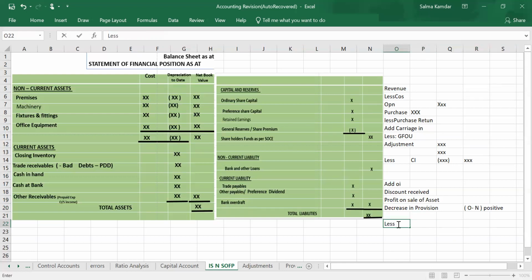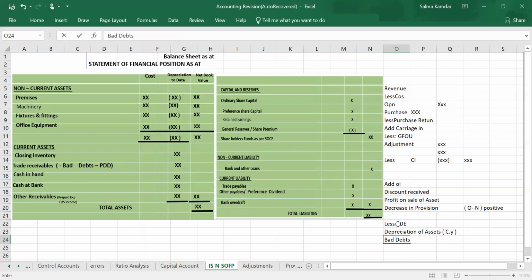Then what will you subtract? Other expenses. Can you give me the list of other expenses which we normally tend to forget? First is depreciation of assets, but you will take only the amount of the current year. What else? Bad debts.